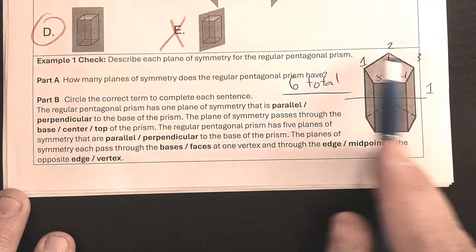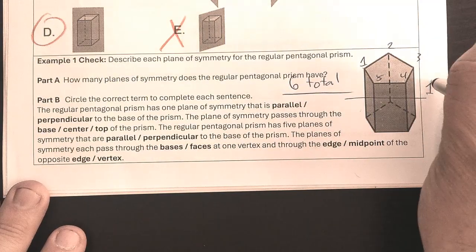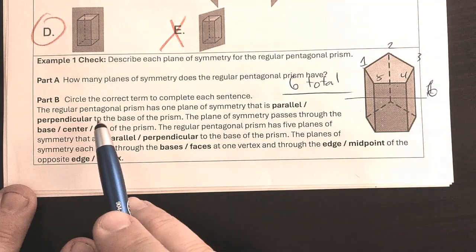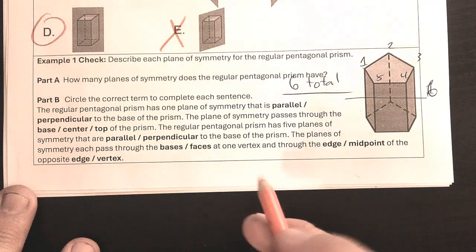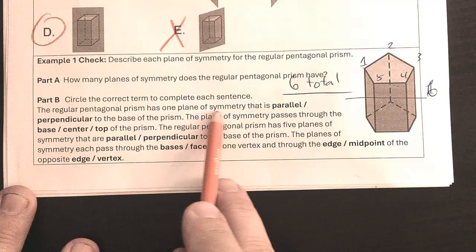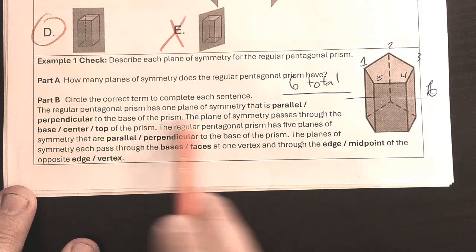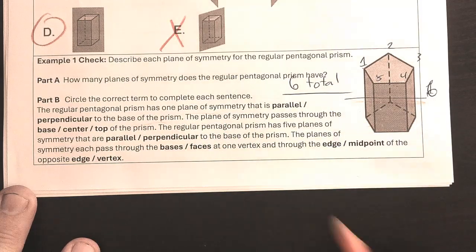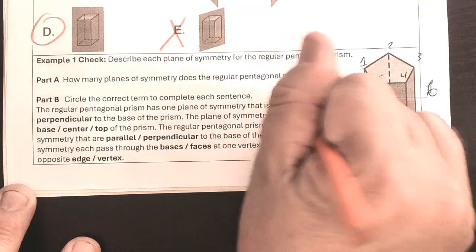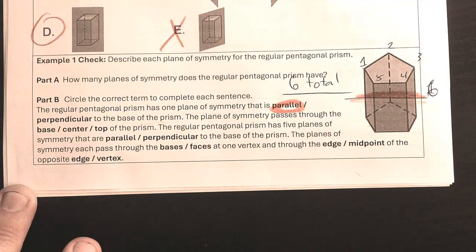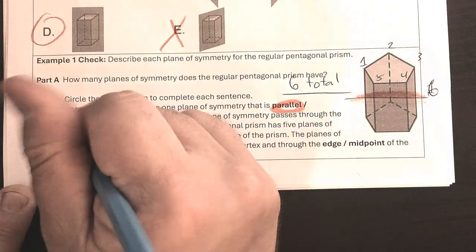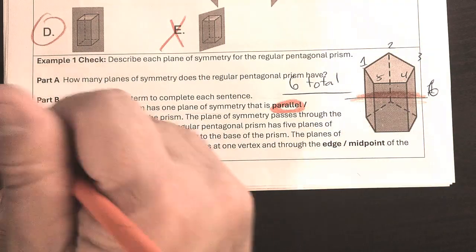So again, let's just do 1, 2, 3, 4, 5, 6. Okay. And then use the correct term. All right, so it has one that is parallel to the base, and that's this guy. And it's to the center because it's right through the middle.